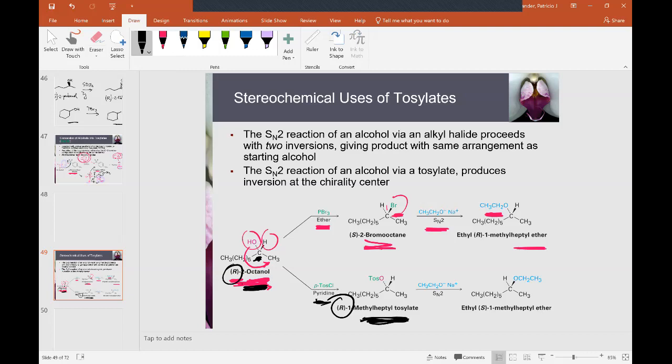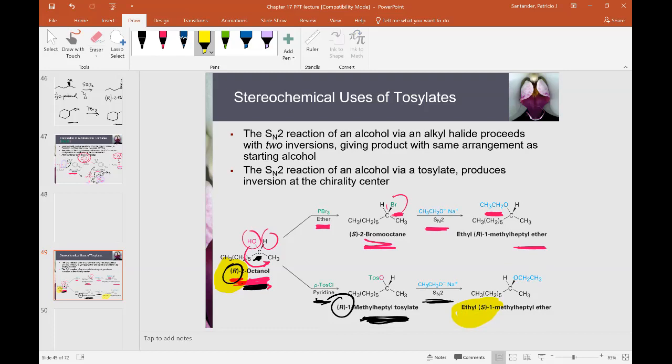But now, in this second step, when I use ethoxide as a nucleophile, now I will have inversion of the configuration. So when I look at the overall stereochemistry of the process, I'm starting with the R configuration, and then I have only one inversion, so that's why I'm getting the S configuration in the final product.